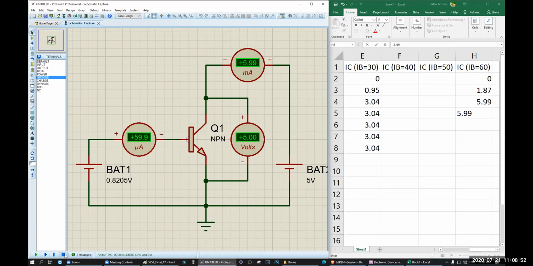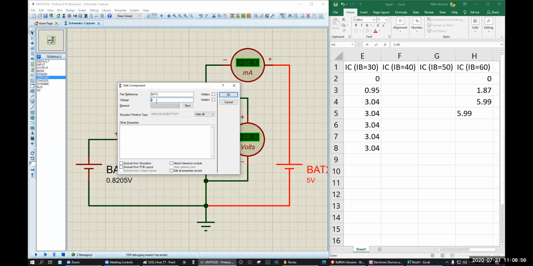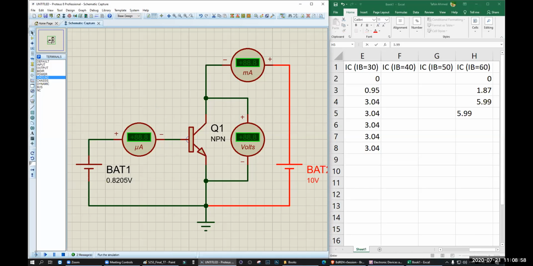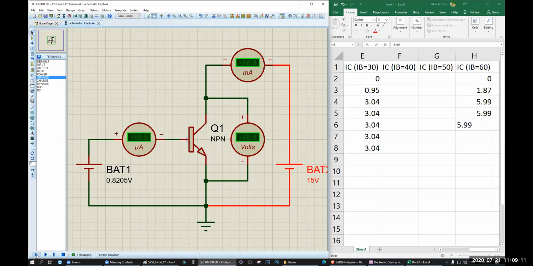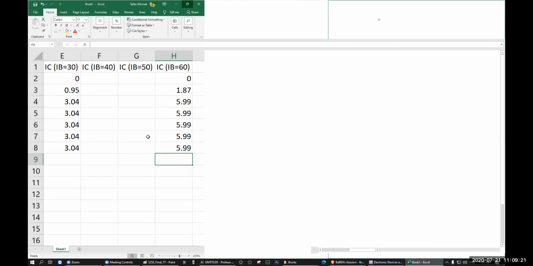I'm going to change the battery to 10 volt. 5.99. Okay. I'm going to change the battery to 15 volt. 5.99. So you can understand, everything will be 5.99, right? So like this. So now I'm going to make the graph.